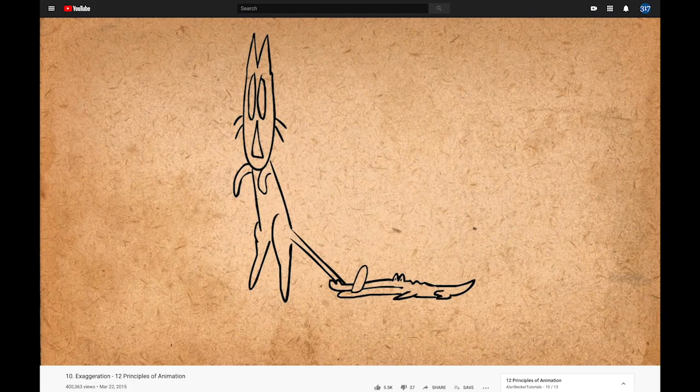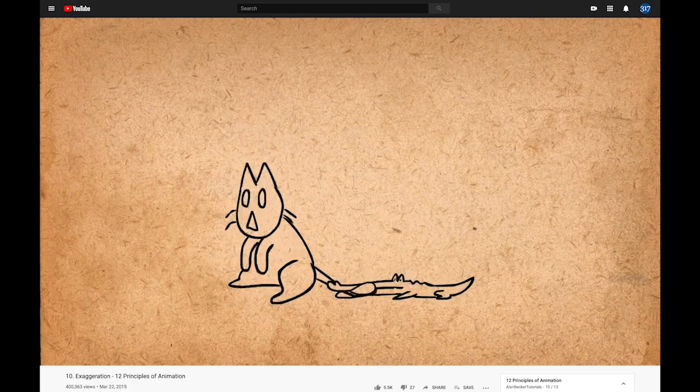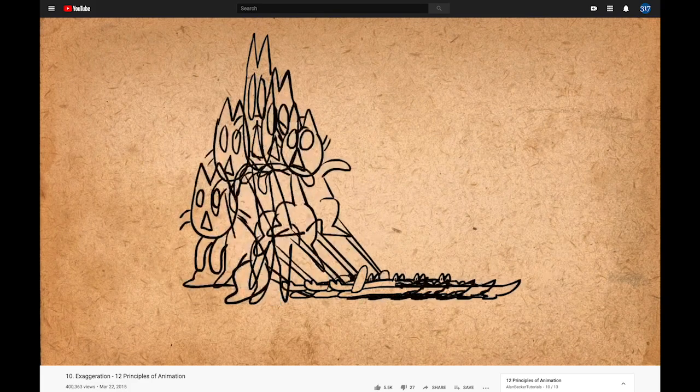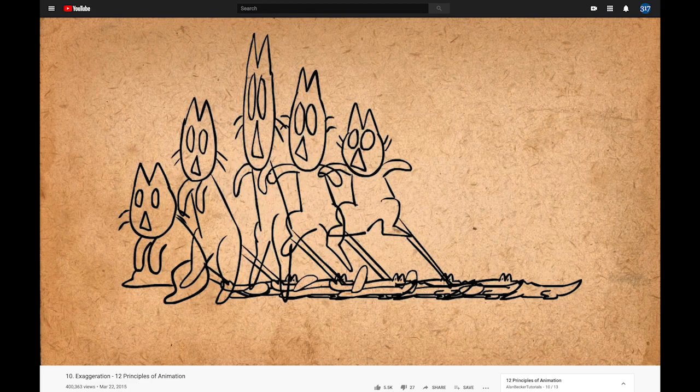This still frame looks way too extreme to be realistic, but when you play it in motion, it looks less extreme. That's because a lot of the frames that your eye perceives in a short time are less extreme frames, and only one of them is very extreme.